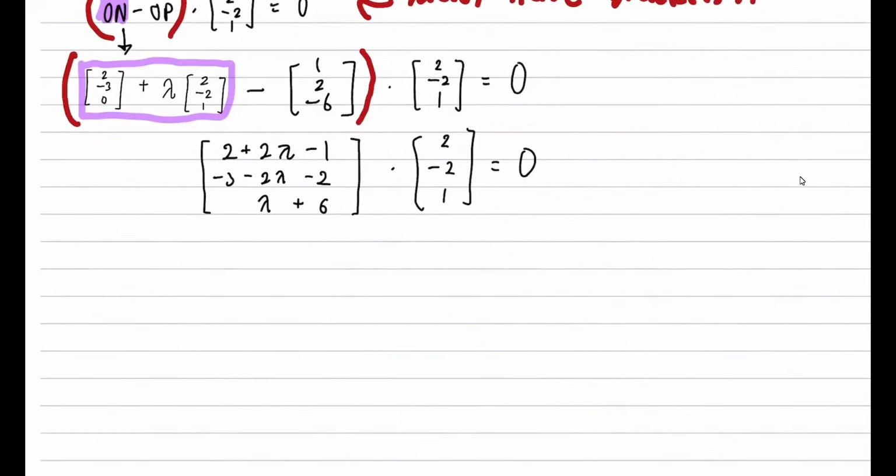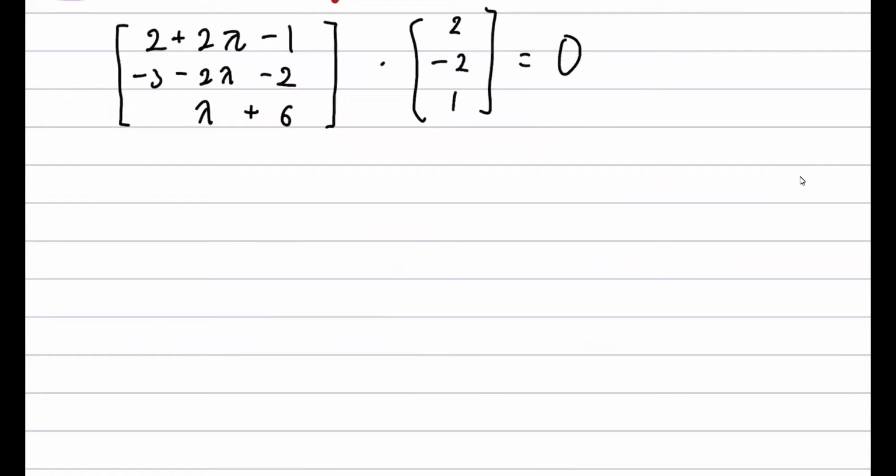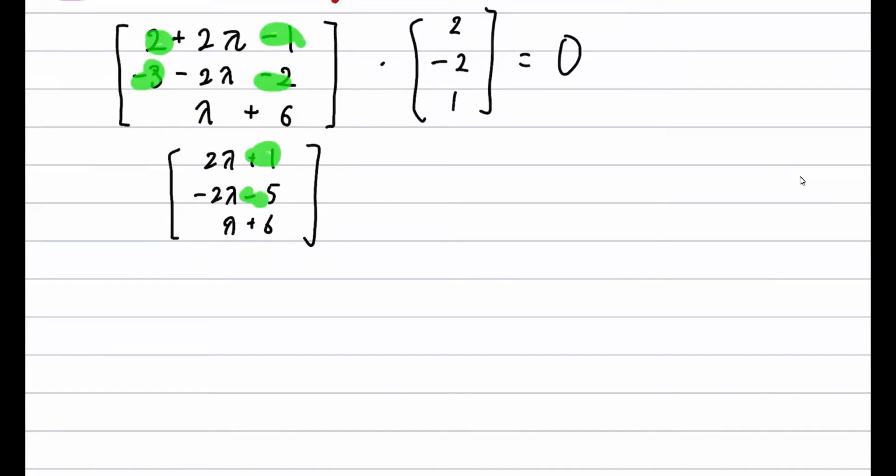Dot product, how? Maybe I simplify a bit more. 2 minus 1 is a 1, so 2 lambda plus 1. Minus 3 minus 2 lambda minus 2. Minus 3 minus 2 is minus 5. Don't forget negative 2 lambda. Lambda plus 6 is lambda plus 6. Right? I'm just simplifying. 2 minus 1 is plus 1. Minus 3 minus 2 is minus 5. And then you dot product with 2, minus 2, 1 equals 0.